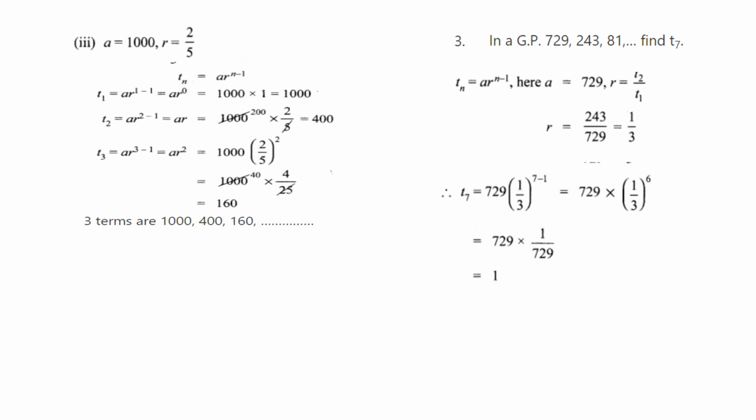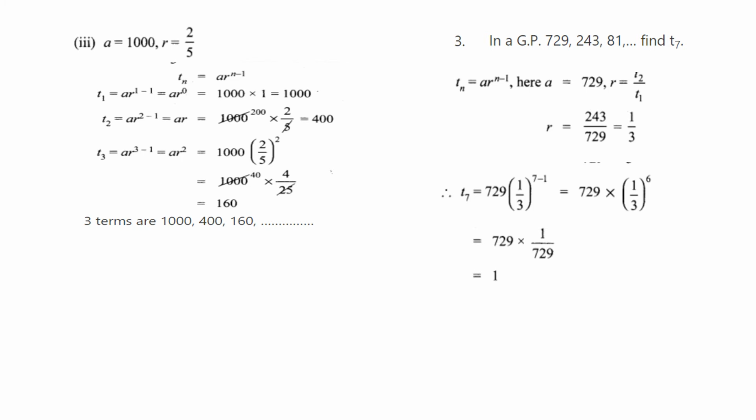Third one, A equal to 1000, R equal to 2 by 5. We have to find the first three terms. First term 1000 is given. First, T1 equal to the same formula Tn equal to A R to the power n minus 1, that is A R, n equal to 1 means 1 minus 1, A R to the power 0. A is 1000, 1000 into 1 equal to 1000.